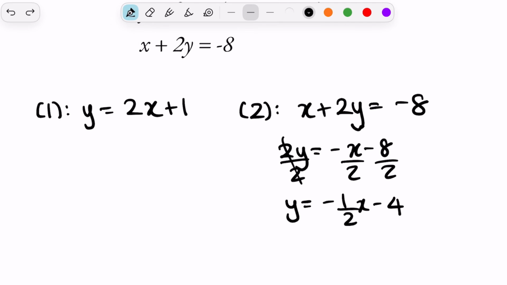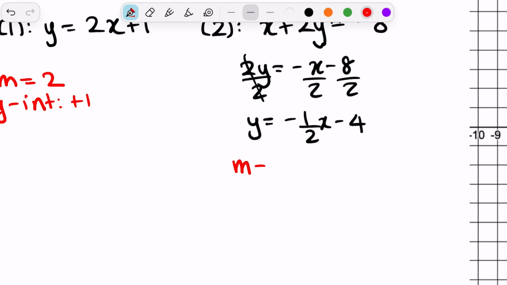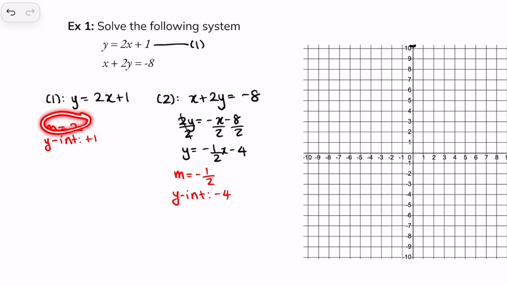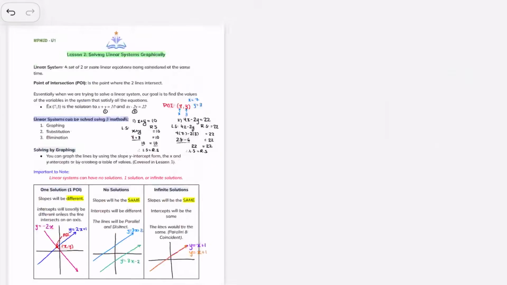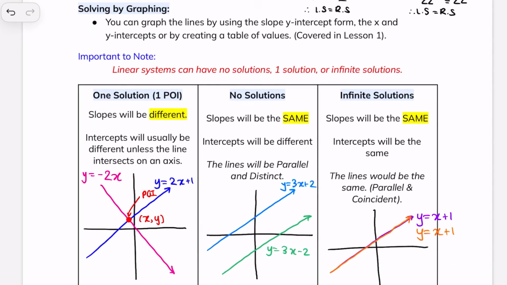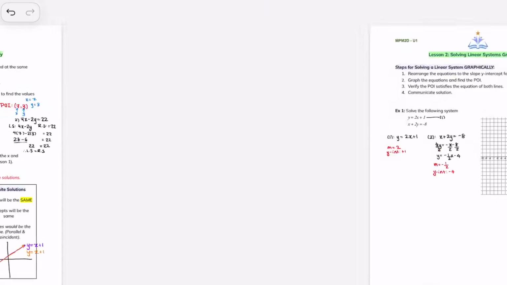So now we have an equation in the slope y-intercept form. So now, here our slope is 2 and our y-intercept is positive 1. Here, our slope is negative 1/2 and our y-intercept is negative 4. So are the slopes the same? No, they're not. They're different. Are the y-intercepts the same? No, they're also different. So if we look at our situation, our slopes are different, the y-intercepts are also different. So what are we expecting? We are expecting to get a solution.